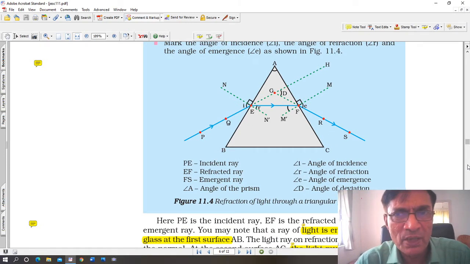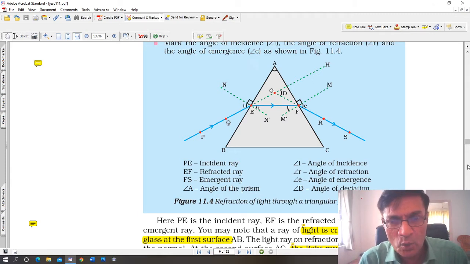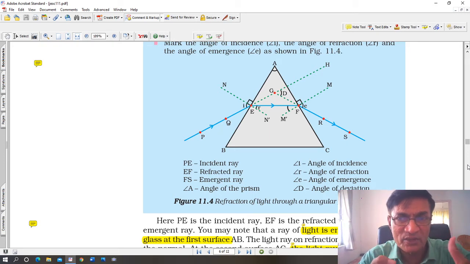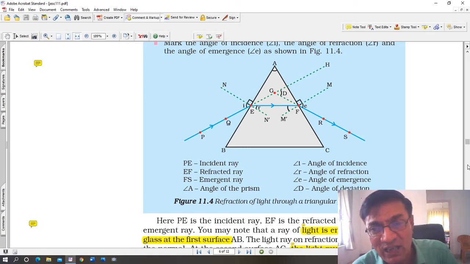A glass prism is shaped like a pyramid. It has two triangular faces on the sides. The bottom is rectangular, and the sides are rectangular. Such a glass prism, which we use in physics, has two triangular faces and three rectangular lateral surfaces, one at the bottom and two at the sides. Now what you see in the diagram here is the triangular face, not the rectangular face.